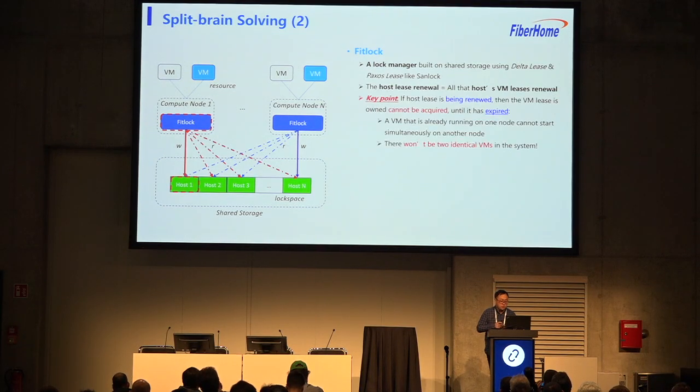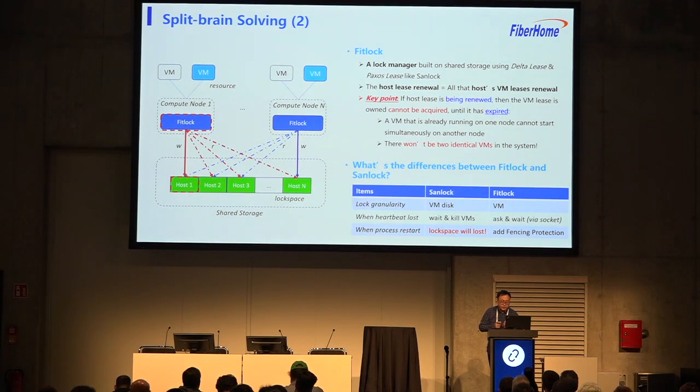And here, the most important thing is that if the host lease is being renewed, then the VMs it owns cannot be acquired until it has expired. That means a VM that is already running on one node cannot start simultaneously on another node. Therefore, there won't be two identical VMs in the system. That's the way we solve the split brain problem.